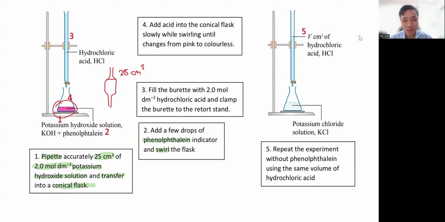So the third step, you fill the burette with 2.0 mol/dm³ hydrochloric acid. Of course you put acid, because this is a reaction between acid and alkali. You put the acid inside the burette, then you clamp it with the retort stand.